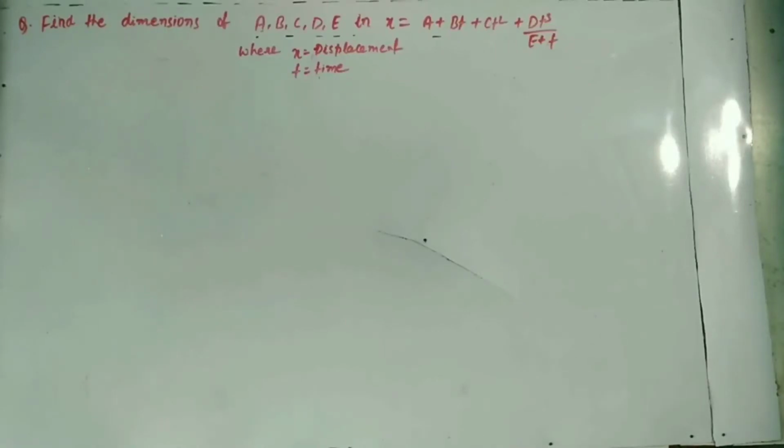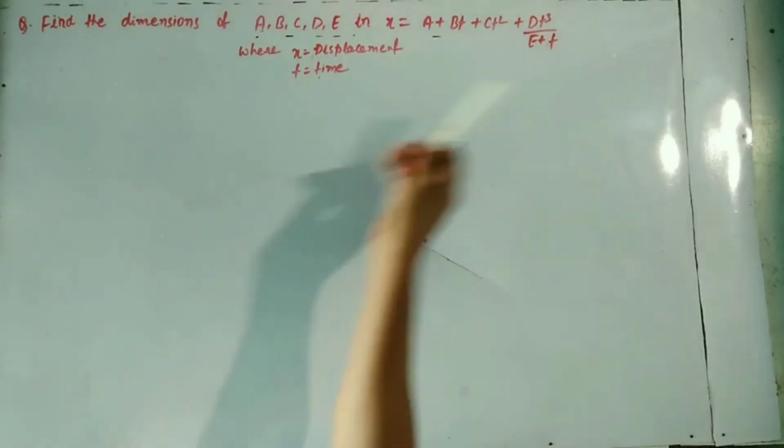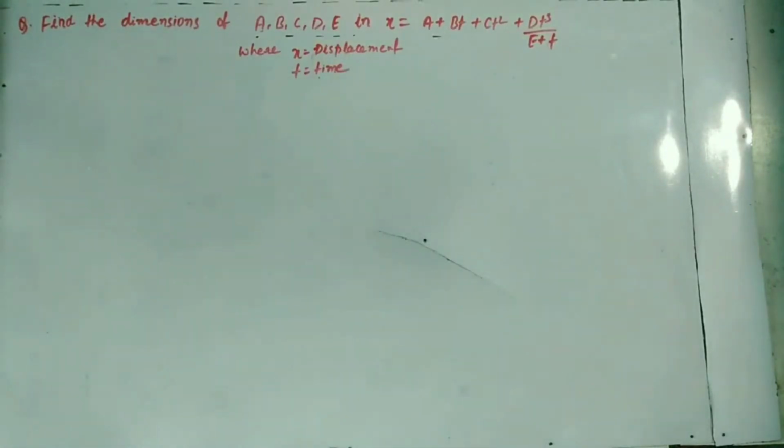Hello dear student, we are studying general science and today's topic is a question from dimensional analysis. This is from class 11th. Find the dimensions of A, B, C, D, E in x equals a plus bt plus ct square plus dt cube by e plus t, where x equals displacement and t equals time.